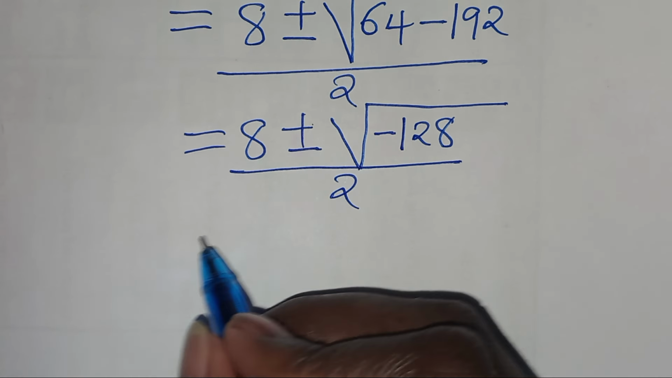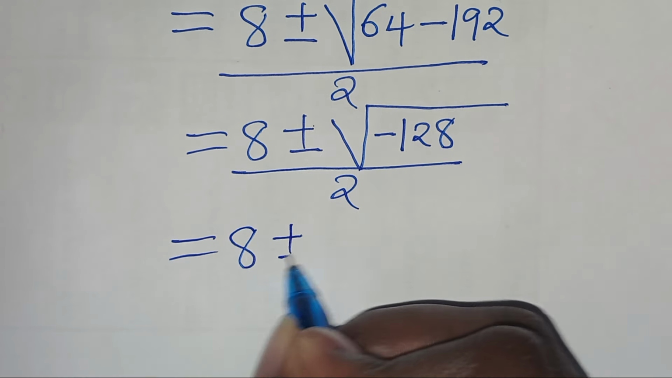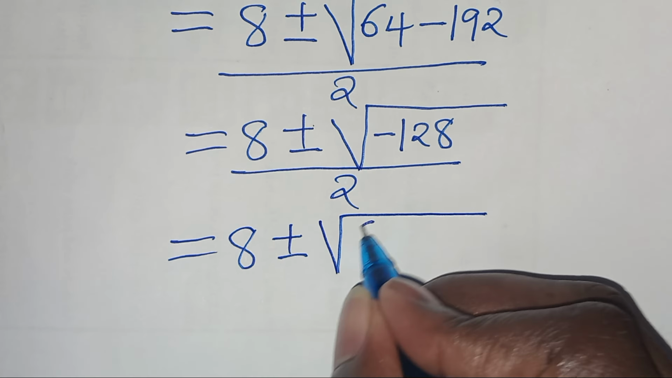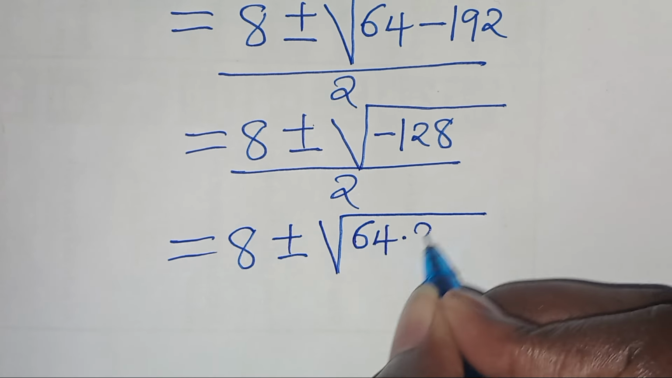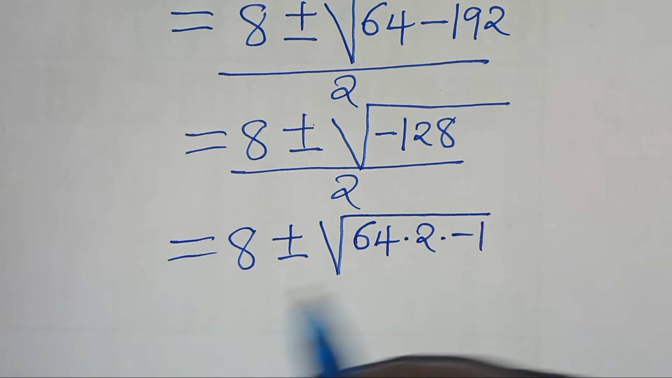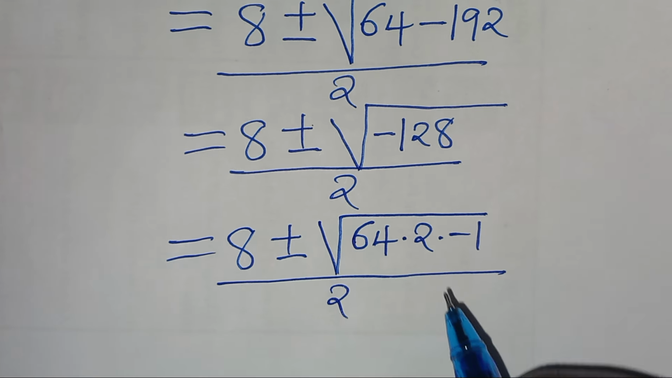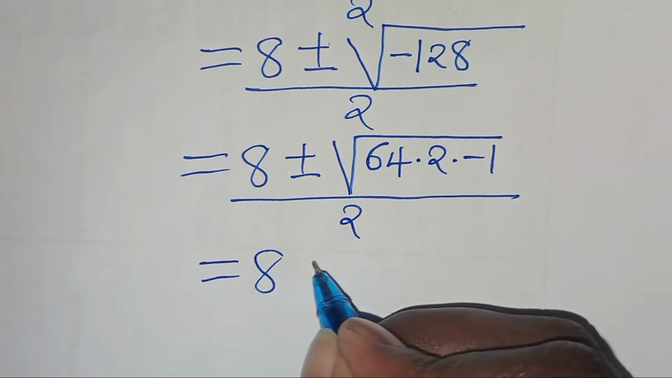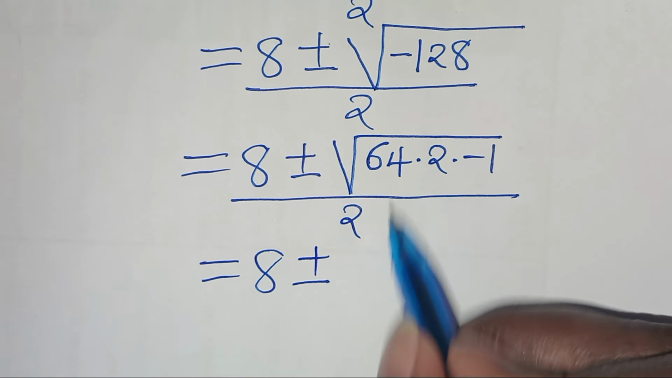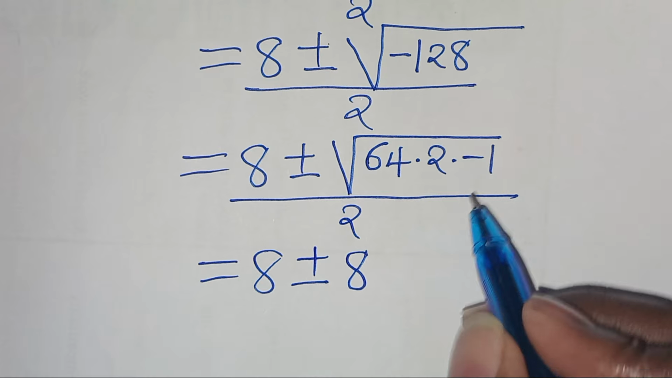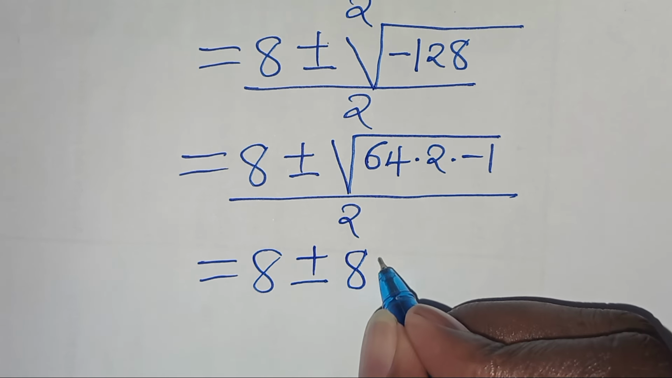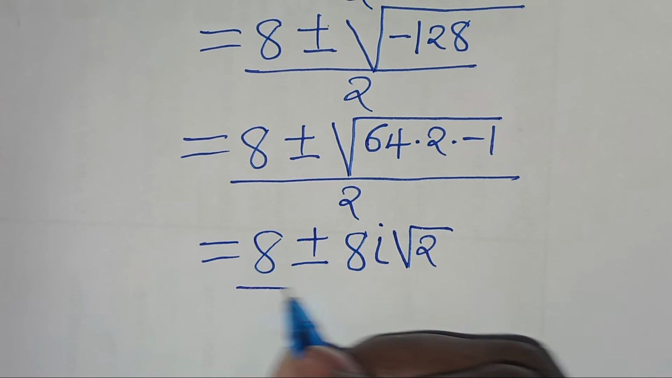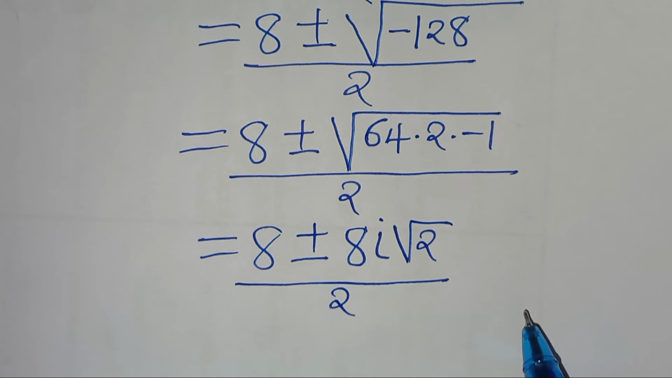Now, here we have 8 plus or minus. We can express the square root of minus 128 as the square root of 64 multiplied by 2 multiplied by minus 1. Everything here divided by 2. And this implies that here we have 8 plus or minus the square root of 64, this is 8. We have the square root of minus 1, this is i. Then the square root of 2. Everything here divided by 2.